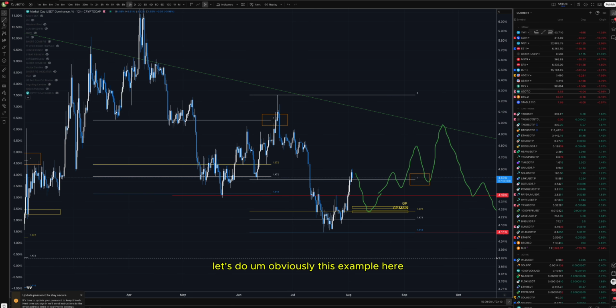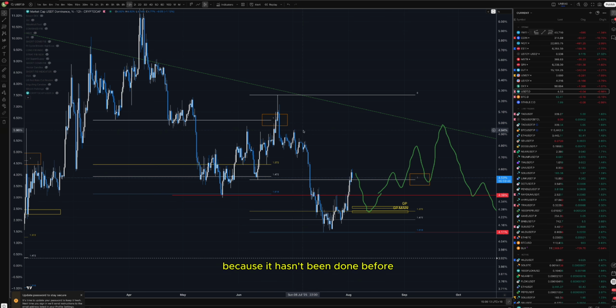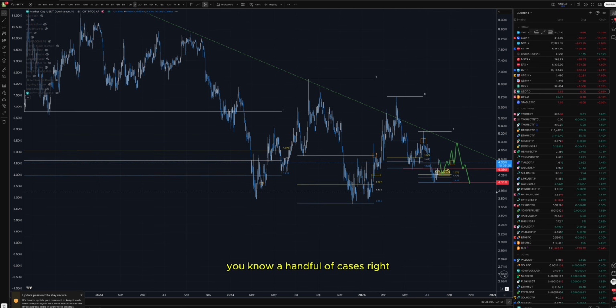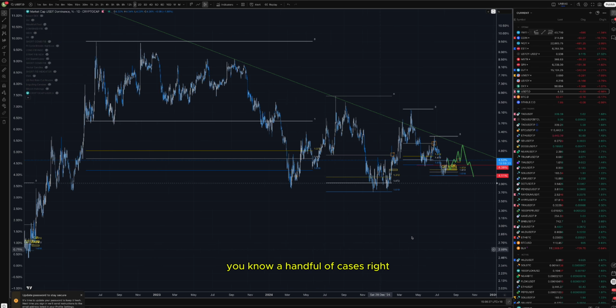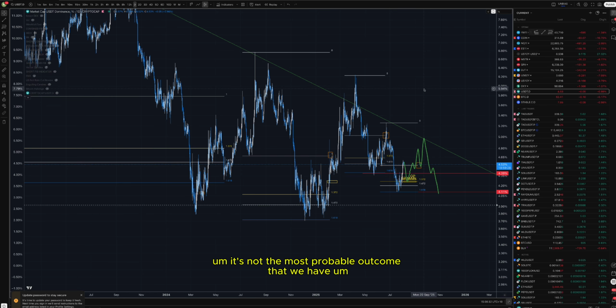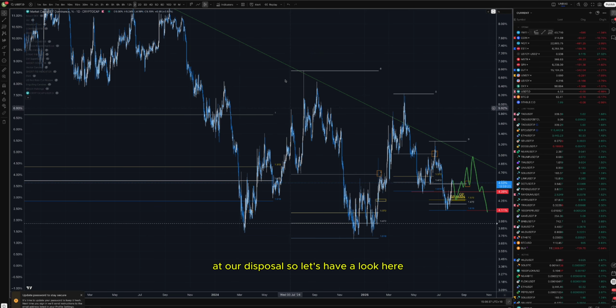Obviously, in this example here there's a continuation, which is a different circumstance. And as mentioned in previous videos, it's not likely for us to do another extension to the upside, because it hasn't been done before. That's not to say that it will not happen, right? Because the sample size here is only a handful of cases. So it's possible, but in terms of past history, it's not the most probable outcome that we have at our disposal. So let's have a look here.